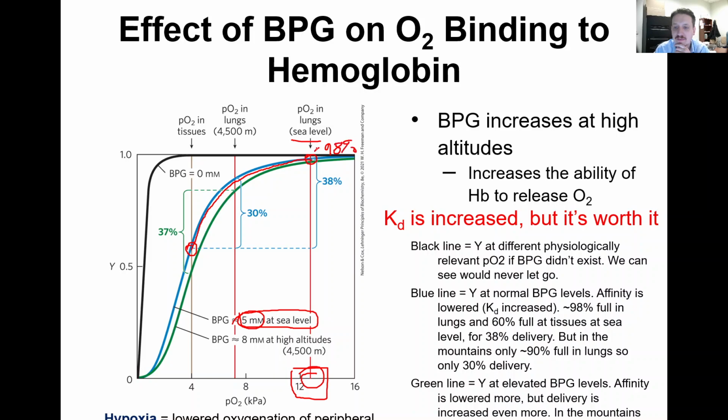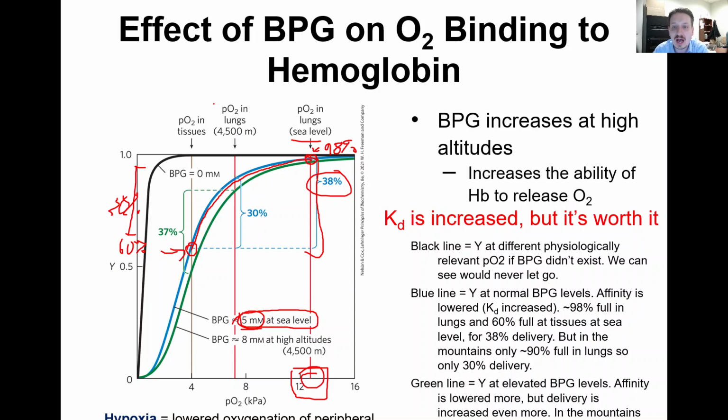Gets about 98% full at 5 millimolar BPG. Because there is some BPG, it can't get 100% full, but 98, pretty close to 100, I'll take that. Now, what happens is that when it gets to the site of the tissues, let's say that it's about 60% full, which means that it has released about 38% of its oxygen, which we have here.